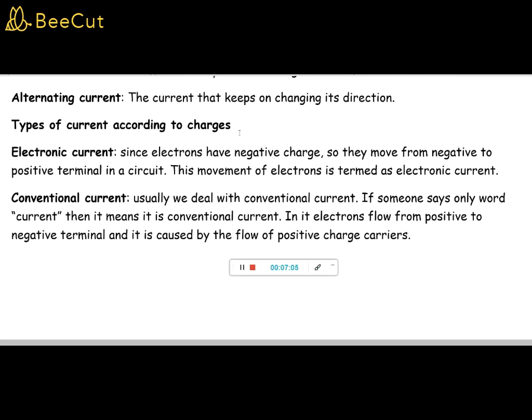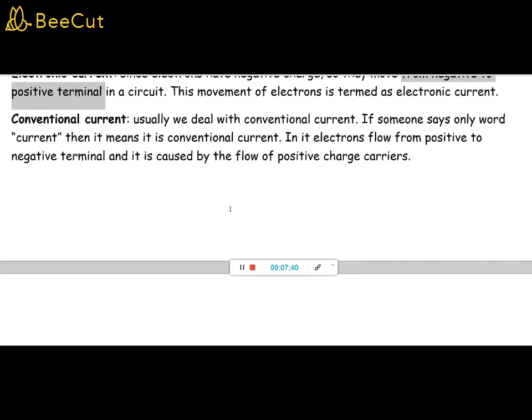According to the types of charges, the current can also be subdivided into further types: electronic current and conventional current. Electronic indicates that the charges are electrons, and conventional indicates that the charges are protons or positive charges. In the case of electronic current, the electrons flow, and since electrons have negative charge, this current flows from the negative terminal to the positive, as mentioned above. And in the case of conventional current, it flows from the positive to the negative terminal of the battery, right?